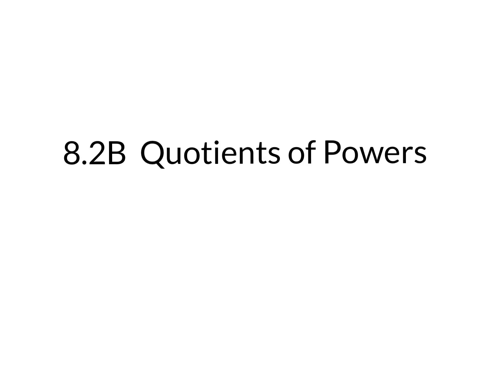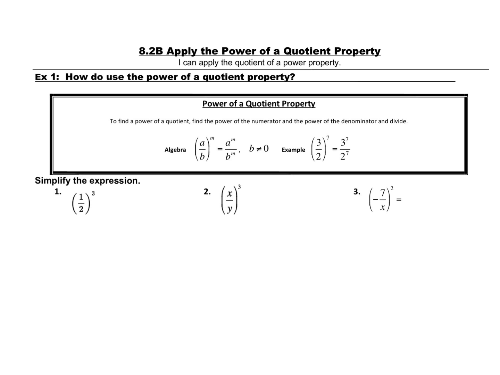8.2b is about quotients of powers. So we'll be dividing with powers. Okay, so here's the first rule, well, really the only rule.